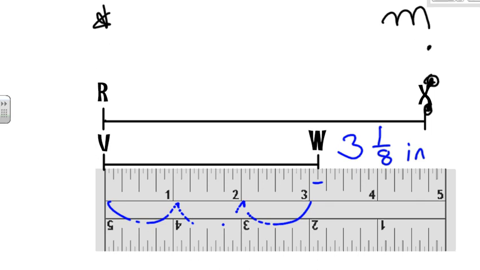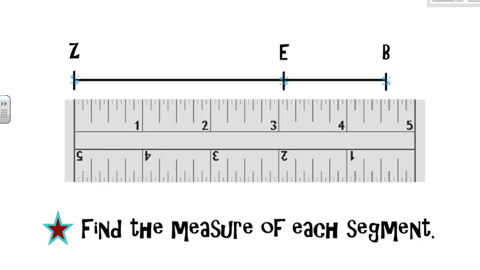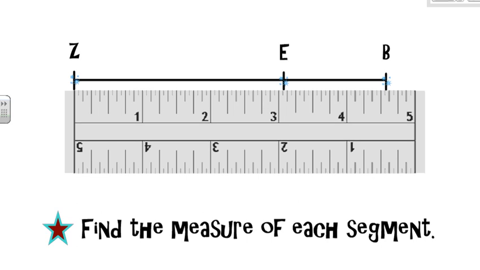All right, moving on then. From here, we want to find the measure of each segment. I've set up this ruler so that you can easily view it on the screen. I'll even move it closer just for your viewing pleasure. But go ahead and find the measurements of, first of all, ZE, second of all, EB, and third of all, ZB. Go ahead and pause the video.